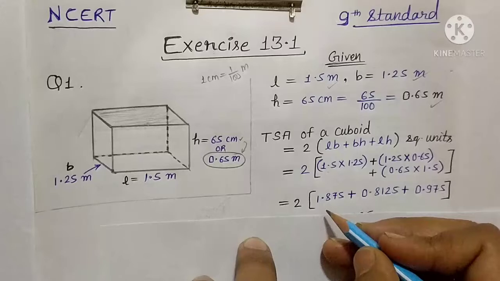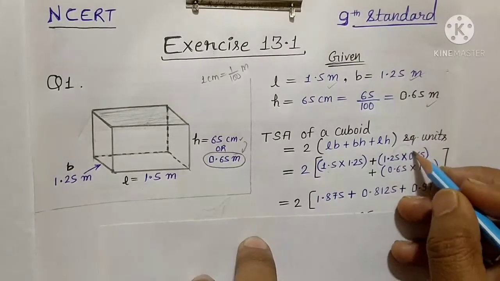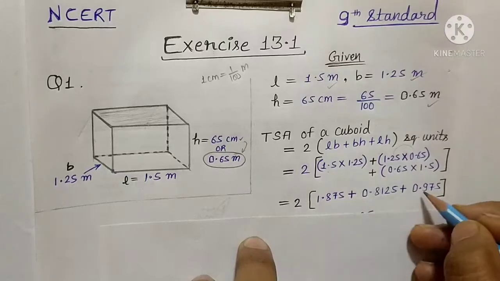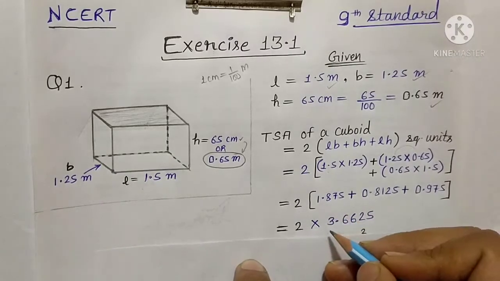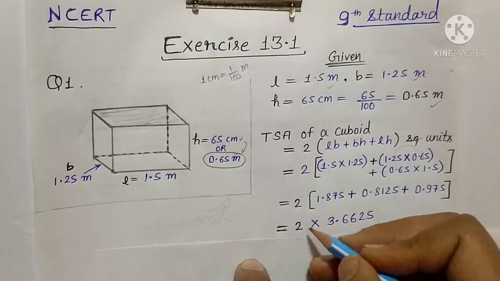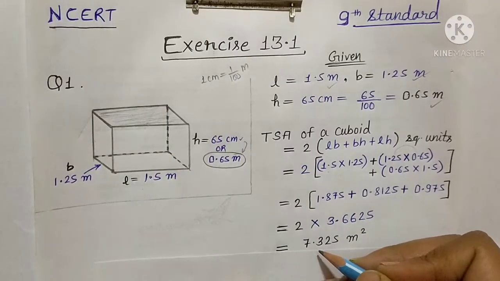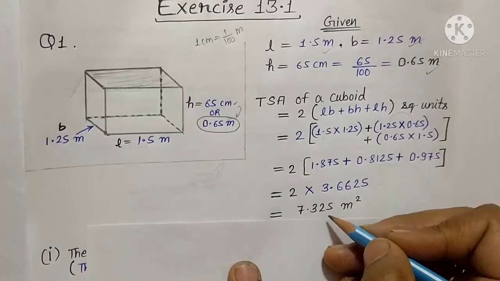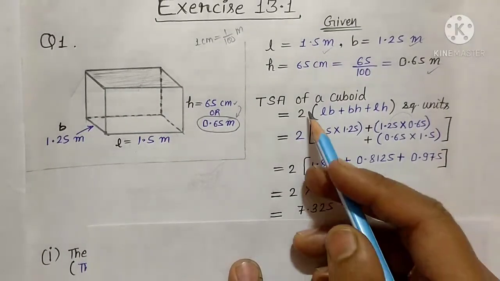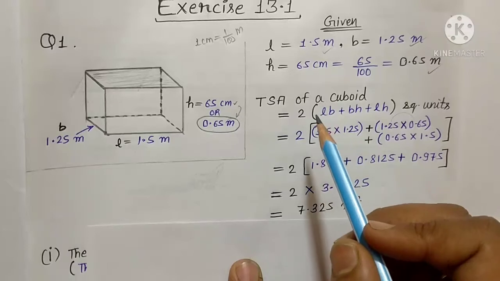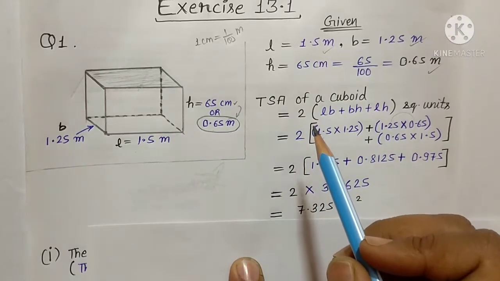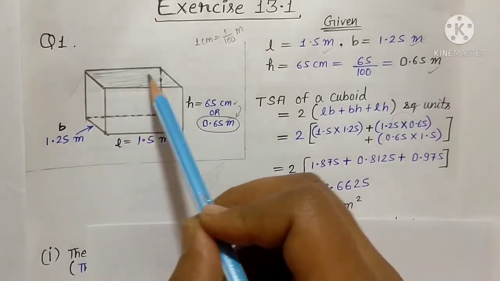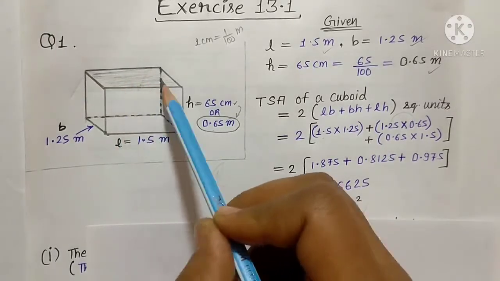When you multiply it, it comes 1.875. This came 0.8125 and this came 0.975. We will add them all. It comes 3.6625. We multiply by 2, so it comes 7.325 meter square. 7.325 meter square. This is our TSA of a cuboid. Now pay attention to what we have to find out. We have to find the area of the sheet required for making this box. The box which is open from the top. So we don't need to include this one.